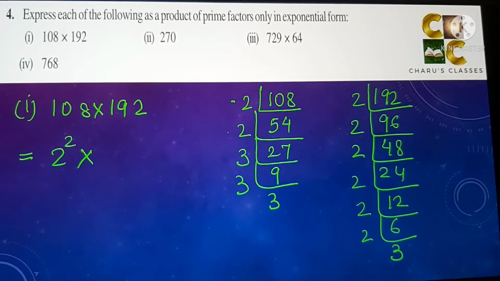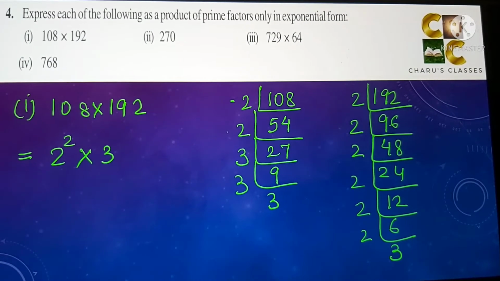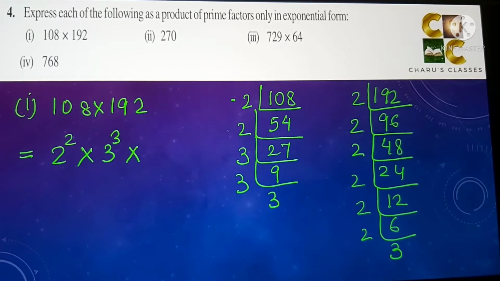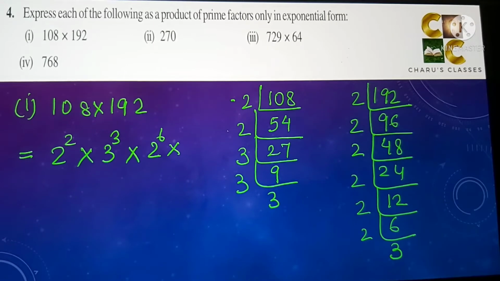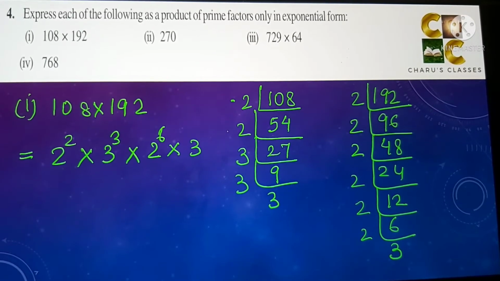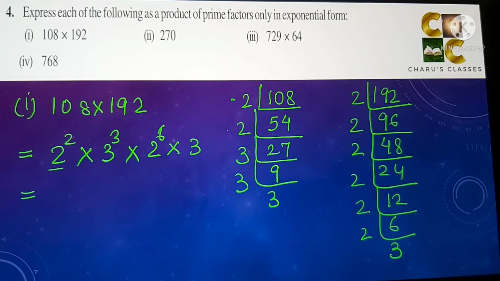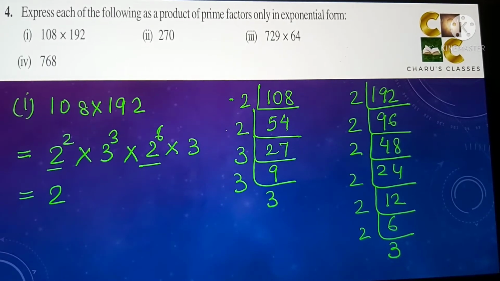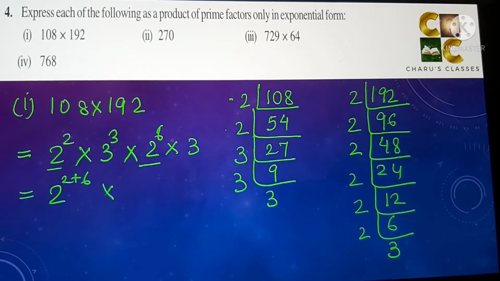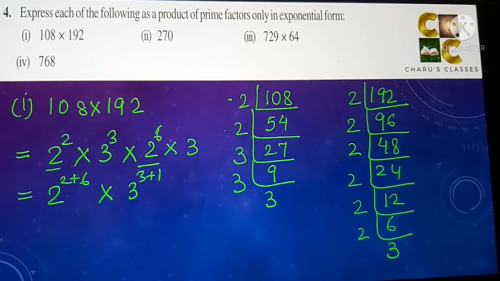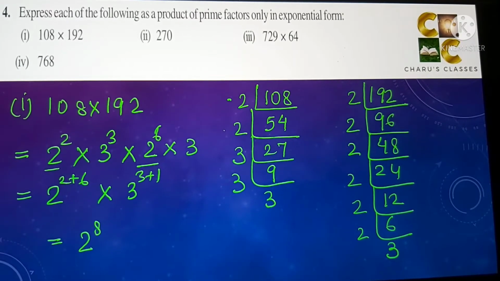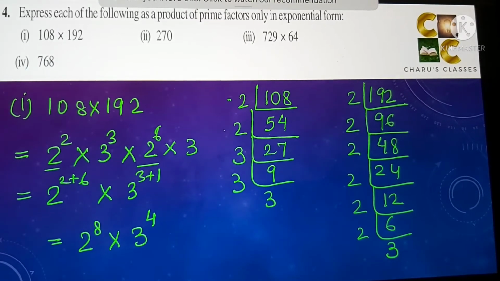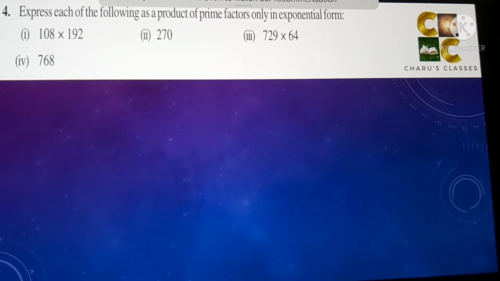108 we can write as 2 to the power 2 multiplied by 3 times 3, that is 3 to the power 3. For 192, 2 to the power 6 into 3 to the power 1, or just 3. So we are going to take the powers together, multiplying them: 2 to the power 2 plus 6 and 3 to the power 3 plus 1. This gives us 2 to the power 8 into 3 to the power 4.